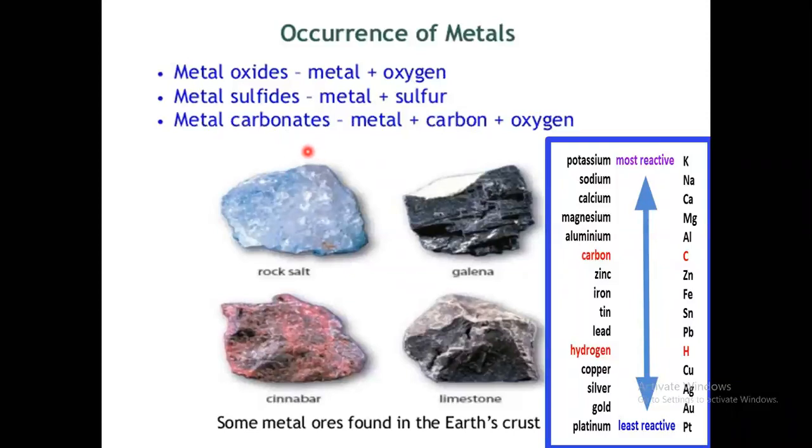Now the question is how these ores are formed. Let's see. Metal oxide ores, as the name indicates, are formed by metal with oxygen. Clear? Metal oxide ores are formed when a metal combines with the element oxygen. Metal sulfide ores are formed by combining metal with sulfur. Metal carbonate ores are formed by combining metal with carbon and oxygen. This is how these metal ores are formed in our earth by combining metals with oxygen or sulfur or carbon.